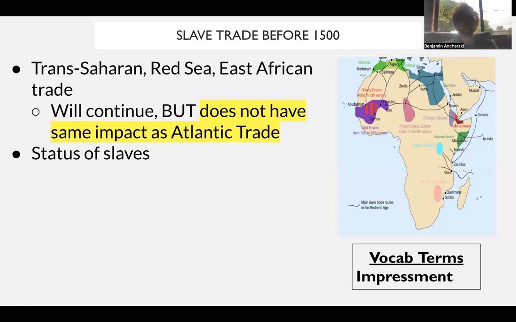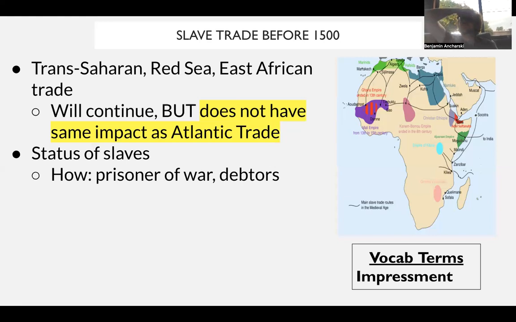But another big difference is the fact that the status of slaves in Old World slave trading systems is a lot different than what we're going to see in the colonies. For one thing, enslaved people in the Old World, in Africa and Asia in particular, oftentimes are going to be prisoners of war. That's how one becomes a slave, and that will continue as we'll see. And oftentimes slavery could be used as a form of punishment.